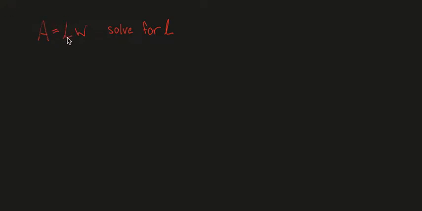We need to think about what is the relationship between L and W. When we have two variables next to each other like this, they are multiplying together. So the way that we're going to get rid of W is by doing the opposite, which is division. So we're going to divide each side by W. On the left, we're going to have A over W. And then on the right, we will just have L left over.